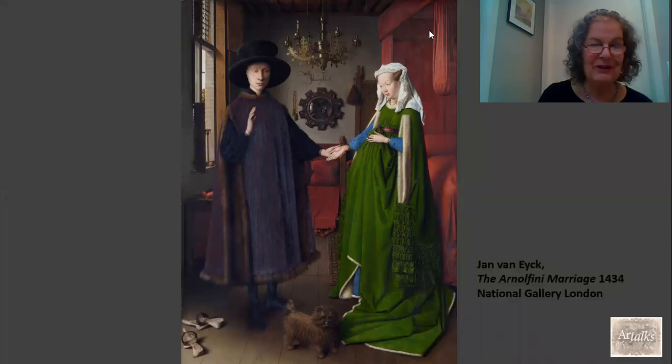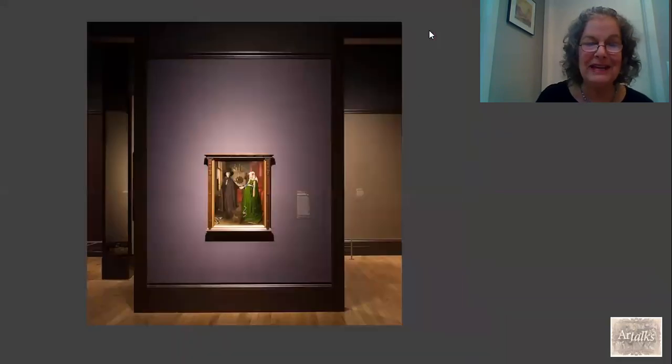I wanted to show you, the painting is at the National Gallery in London, so I wanted to show you what it looks like there. You can see it's on its own wall. It's really beautiful. The vibrant, rich, and wonderful colors are really highlighted in the way that they have mounted this painting against this lilac wall here.